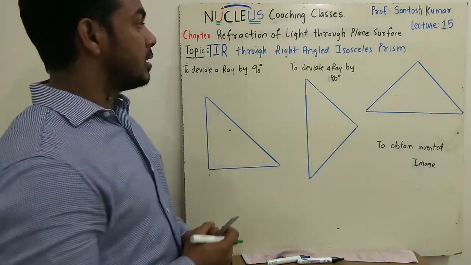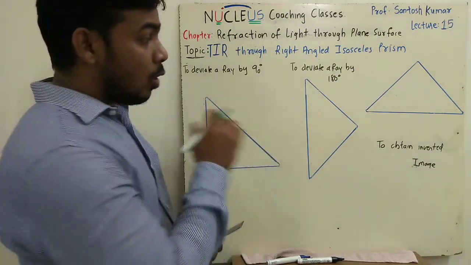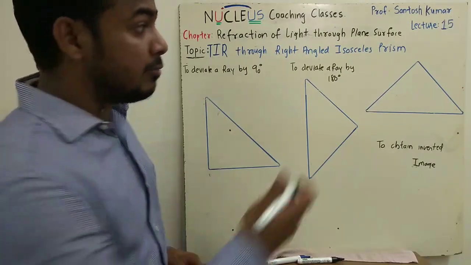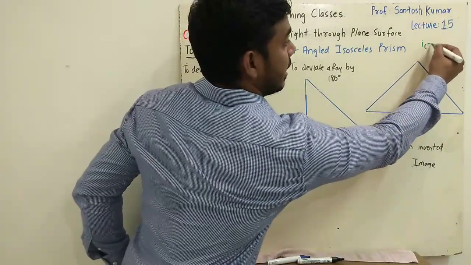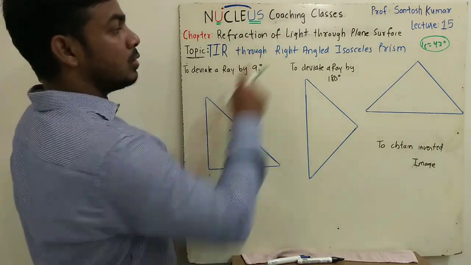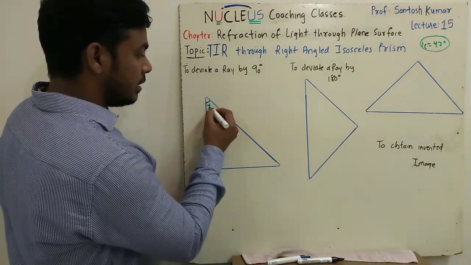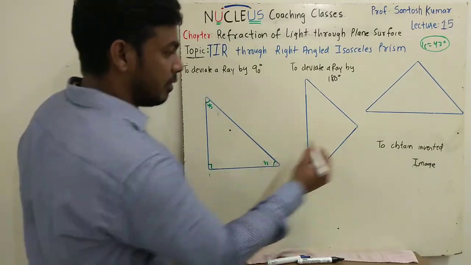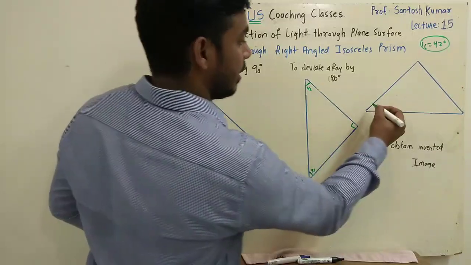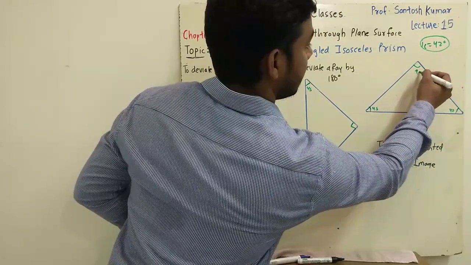Now we will learn application of total internal reflection through a right angle isosceles prism. All these prisms we have considered are made up of glass, and for glass, remember, the critical angle value will be 42 degrees. So this is an isosceles right angle prism. So this angle must be 90, this is 45, this is 45, again 90, 45, 45, 45, 45 and then 90.